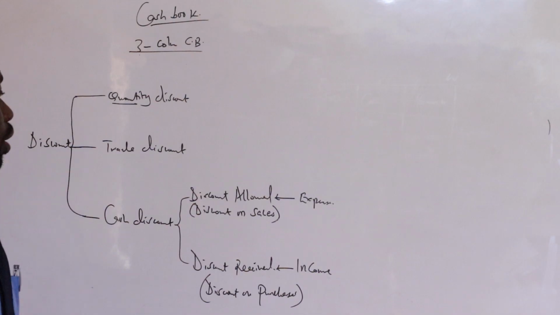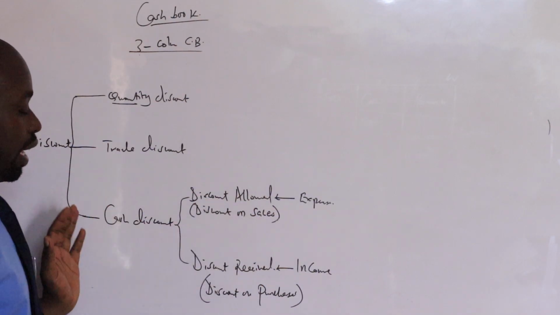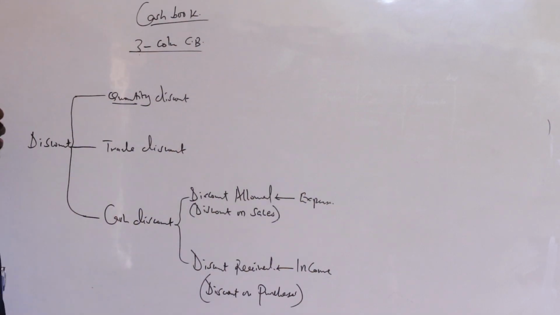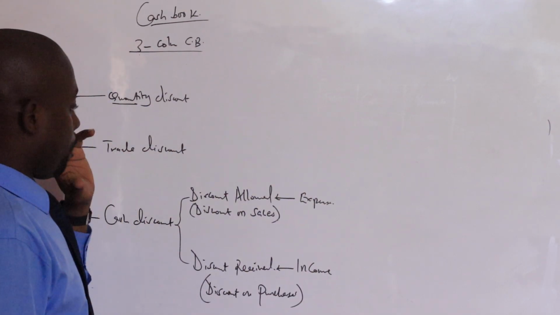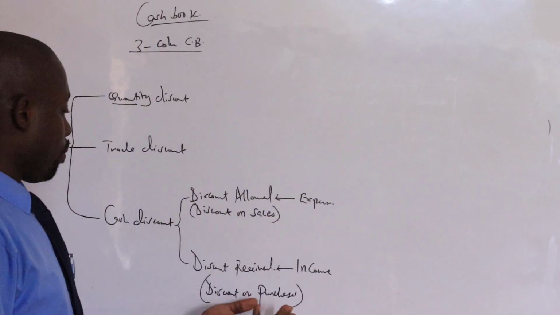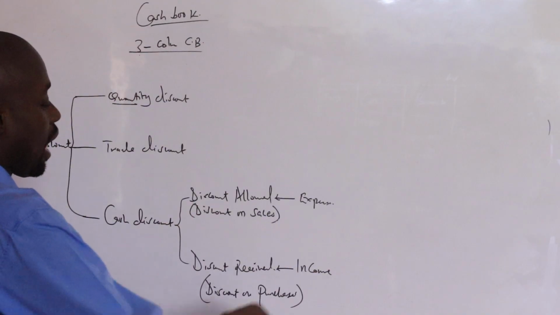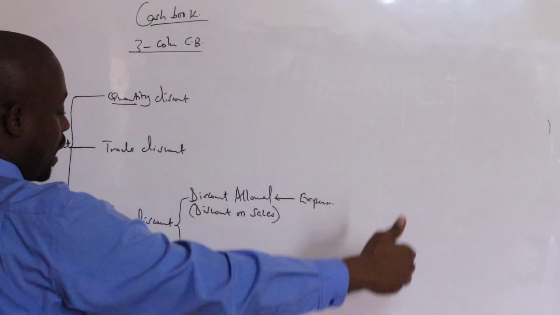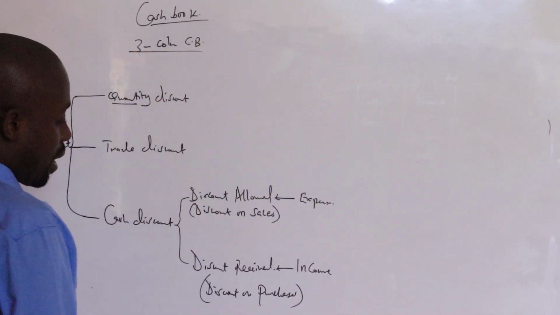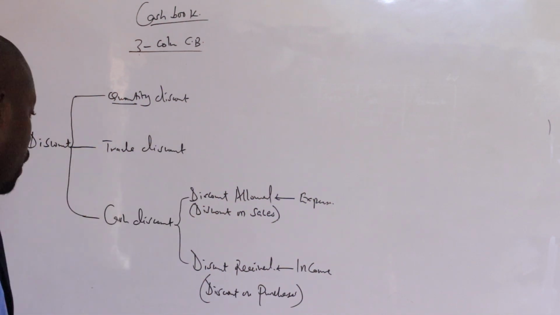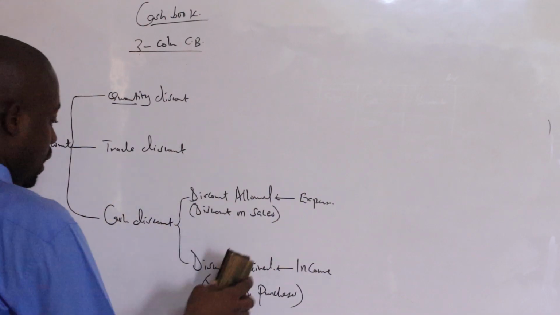These are the 2 discounts that will feature in the cash book, adding an extra column on either side. So we know when the expenses increase, they are debited. So it will appear on the debit side of the cash book. So incomes are credited when they increase. So we shall have this column on the right hand side of the 3-column cash book. Now let me show you the format of the cash book, and then we try a question with those discounts.